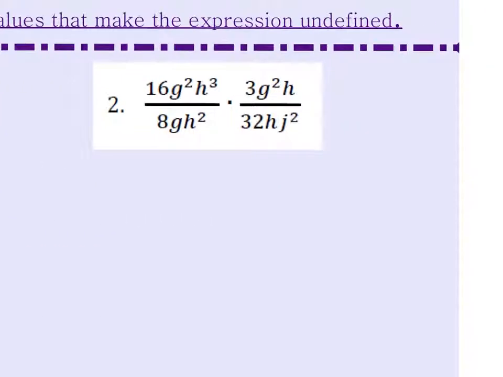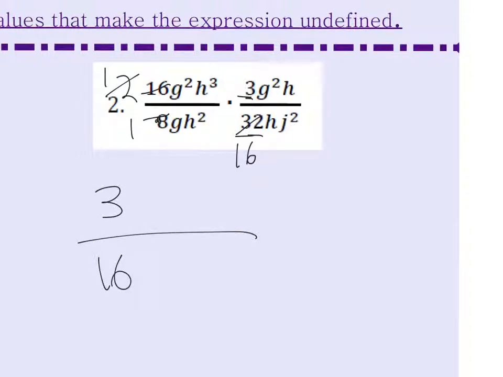Similar idea here for number 2. This one's a little bit more straightforward. 16 over 8 is 2 over 1. Now, 3 over 32 doesn't do me any good. 32 can't be divided by 3, but 2 over 32 can. So I can take 2 over 32 and change that to 1 over 16. So right now in the numerator, I've got a 3, and in the denominator, I've got 16.